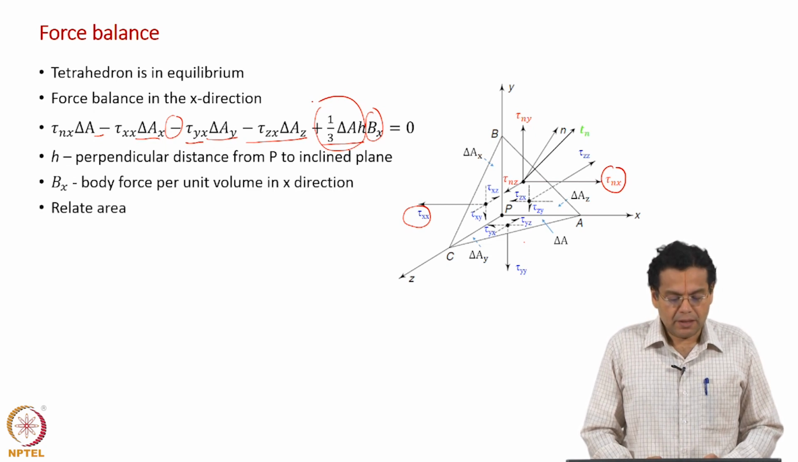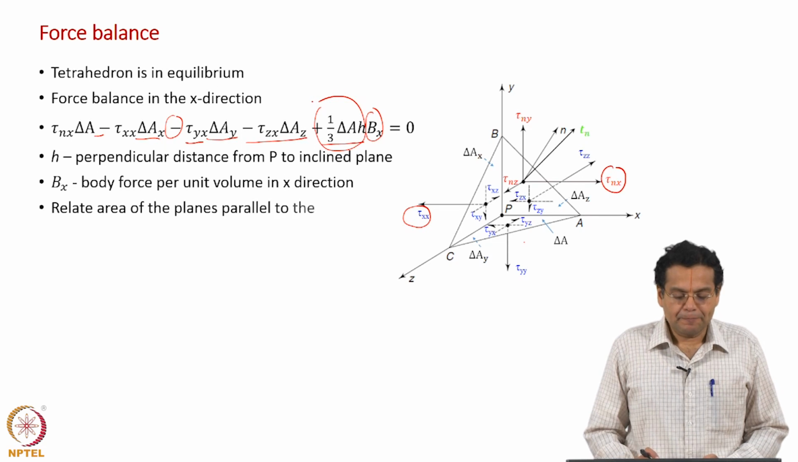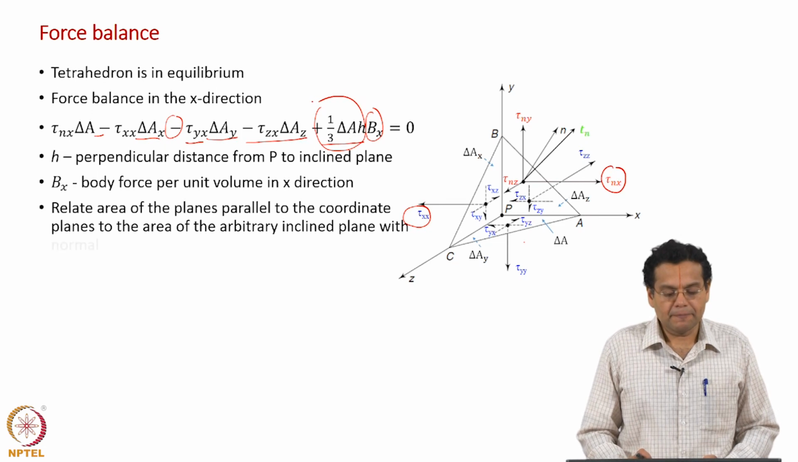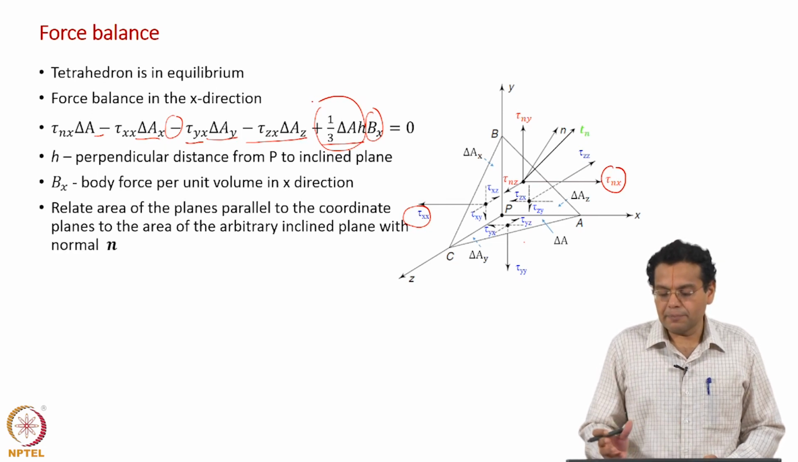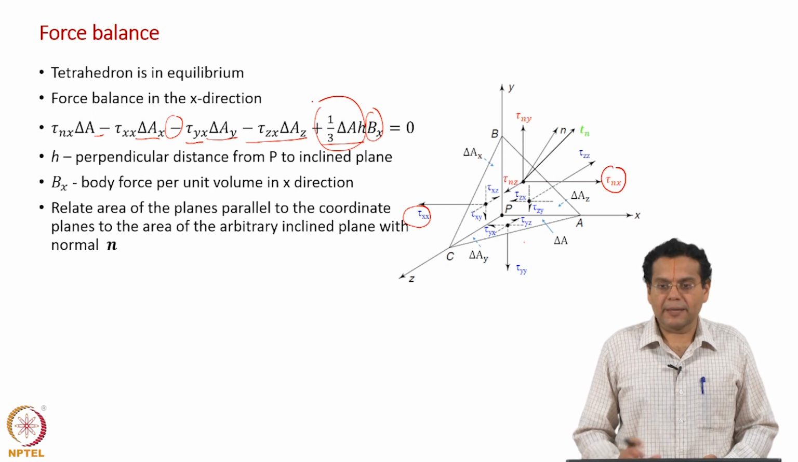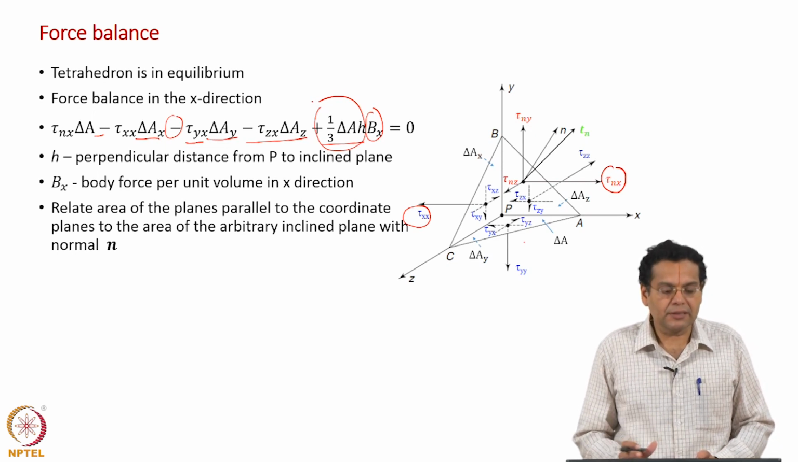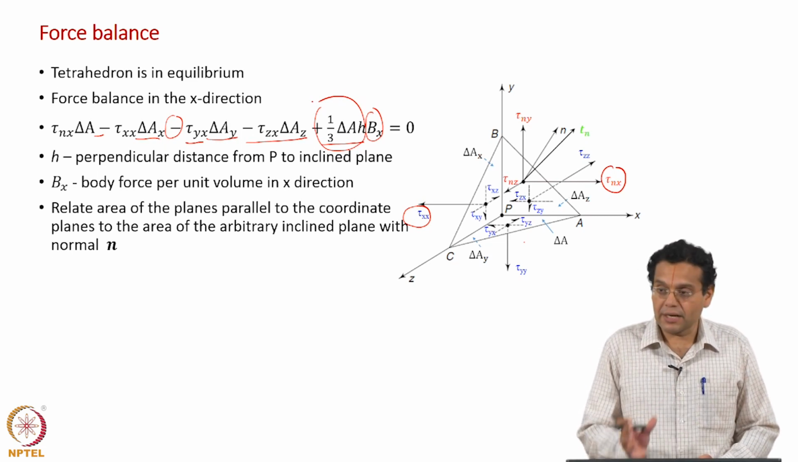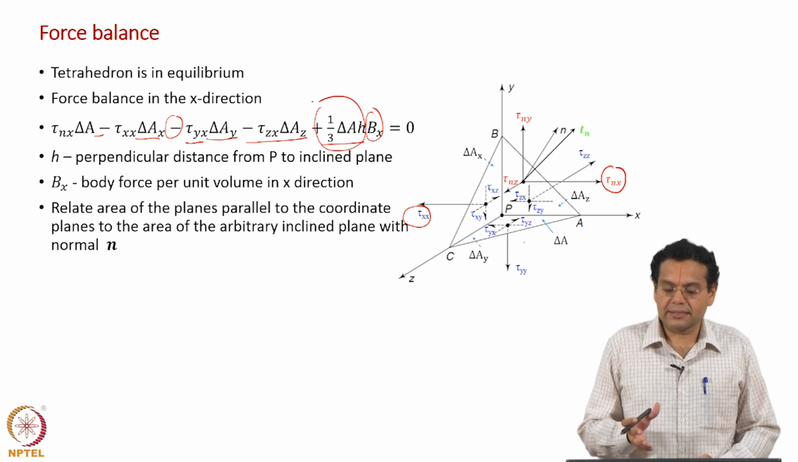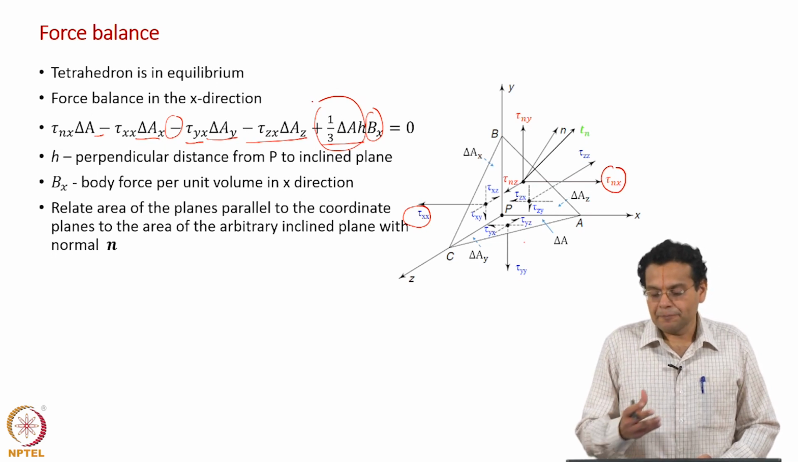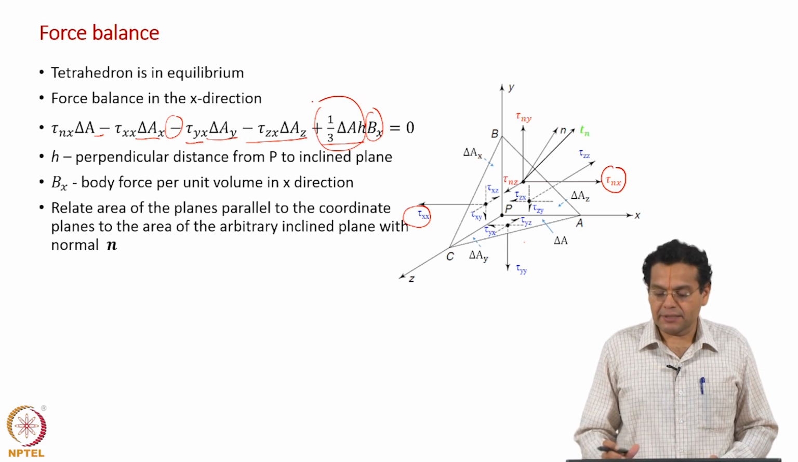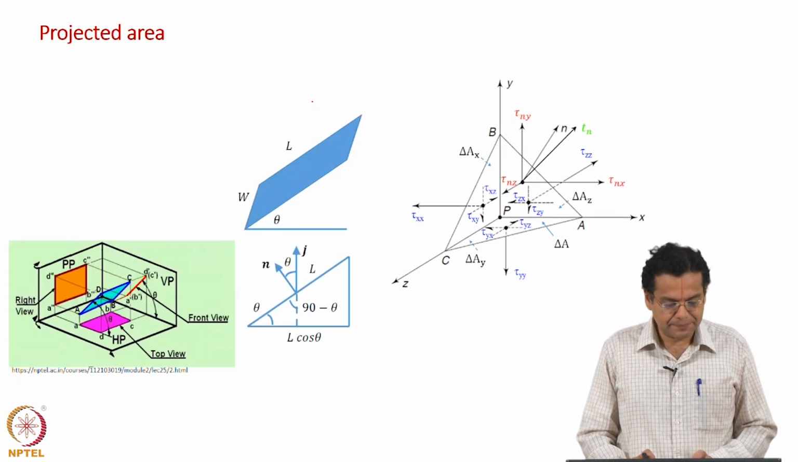Okay. h is the perpendicular distance from P to the inclined plane, Bx body force per unit volume in x direction. Okay. Now, if you look at this expression, you have the area of the arbitrary plane and then you have the area of the planes parallel to the coordinate planes. Okay. So, now we will have to find a relationship between these two, so that you can cancel out some common factors. Okay. That is what we will do next. We are going to relate delta Ax, delta Ay, delta Az, which are the areas of the planes parallel to the coordinate planes, to the area of the arbitrary plane, which is delta A. Okay, let us do that.